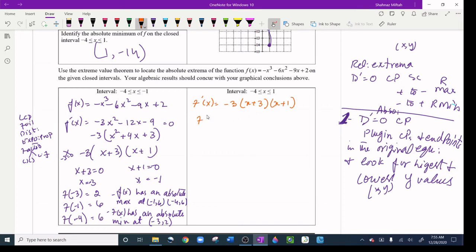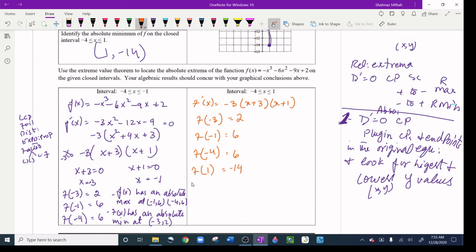Now again, I'm going to plug in -3, I'm going to plug in -1, and I'm going to plug in my endpoints, which are -4 and 1. So these are all my endpoints and the critical points. -4, we already know it's a 6. We already know -1 is also 6 because we already did this over here. -3, when I plug in, is going to give me 2. When I plug in 1, it's going to give me -14.